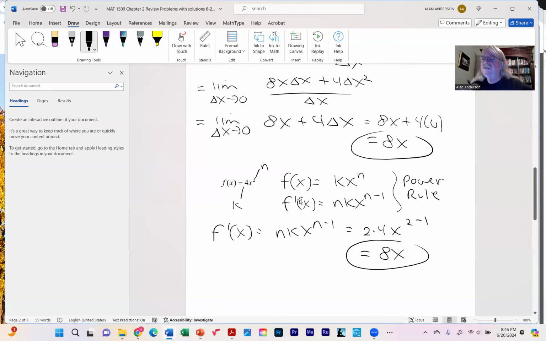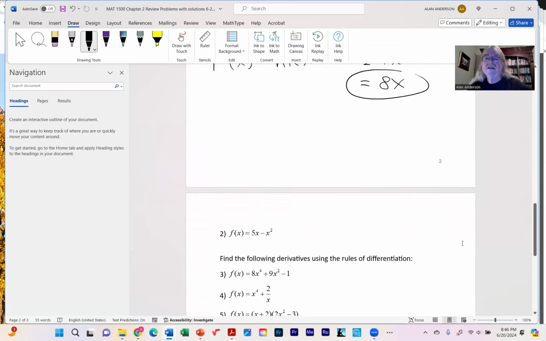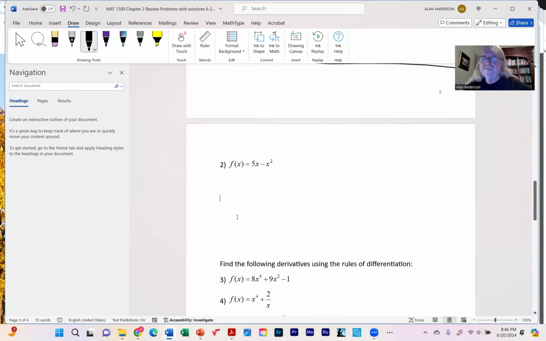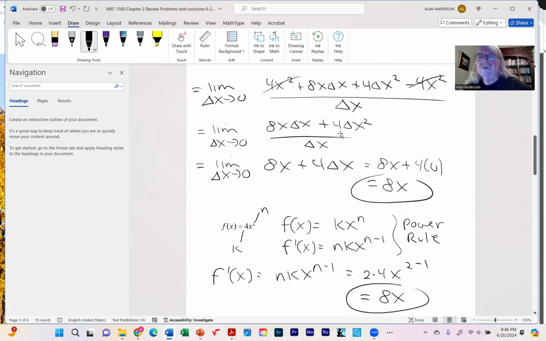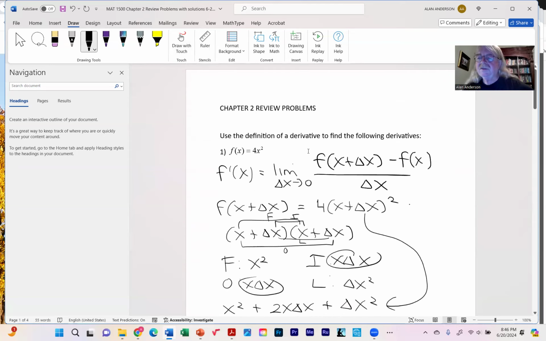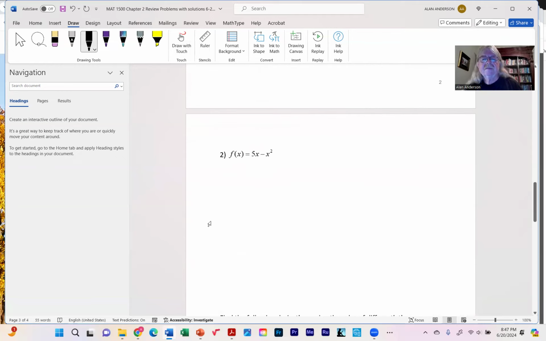Now, nobody is going to require you to do this double check, right? This is just for you, although I think it's a pretty good idea. All right, now we're going to do the same thing with number 2. Number 2 is just a little bit more complicated, but not too much more. So once again, these first two are being derived with the definition of a derivative. After that, we'll just use the rules. All right, so here we go.